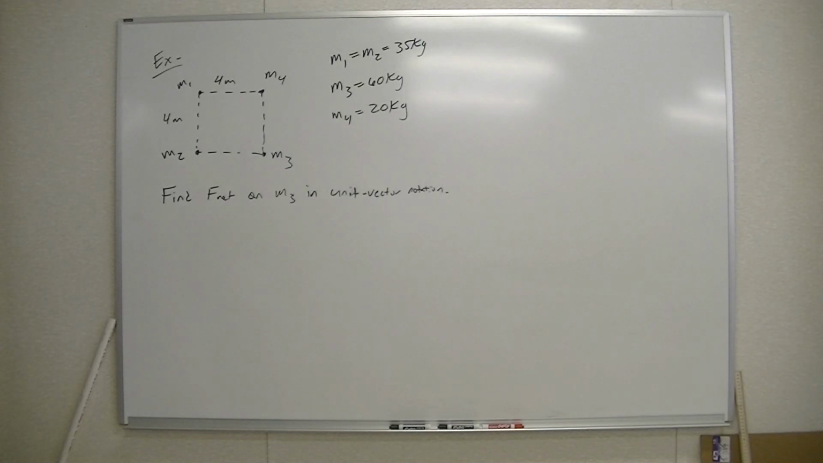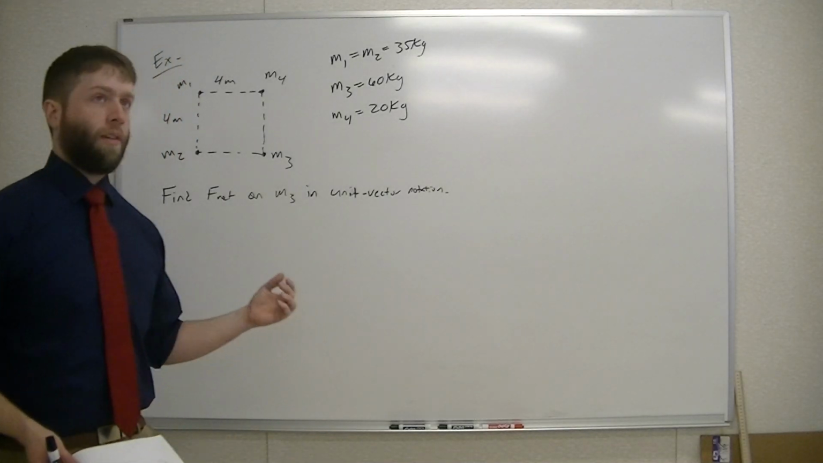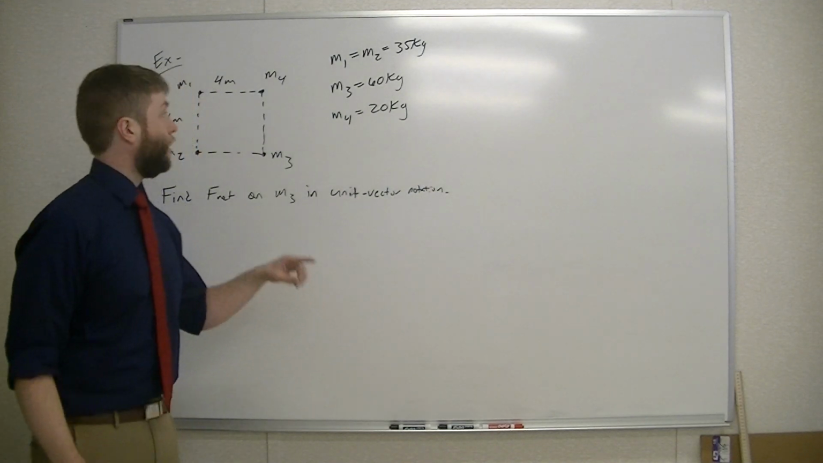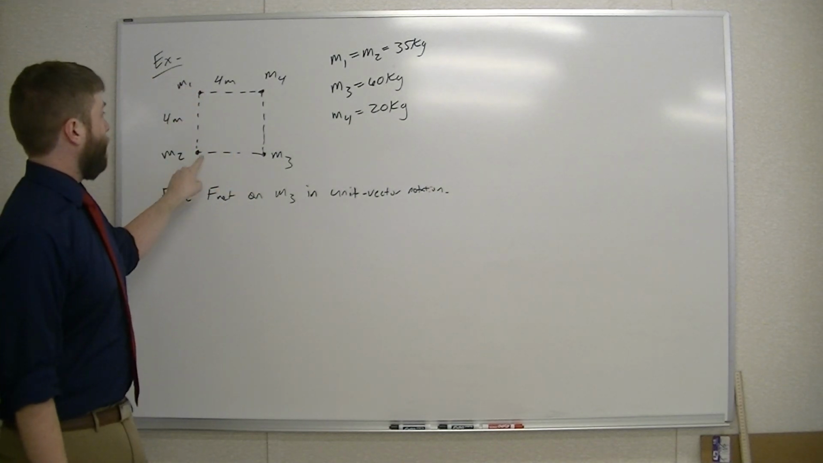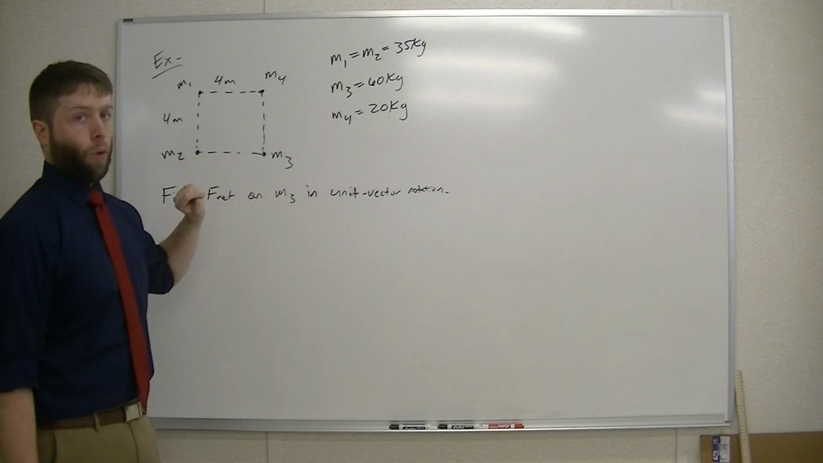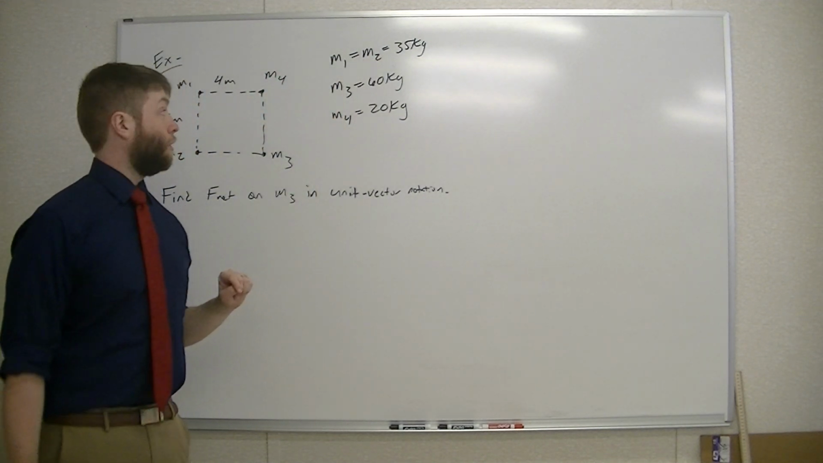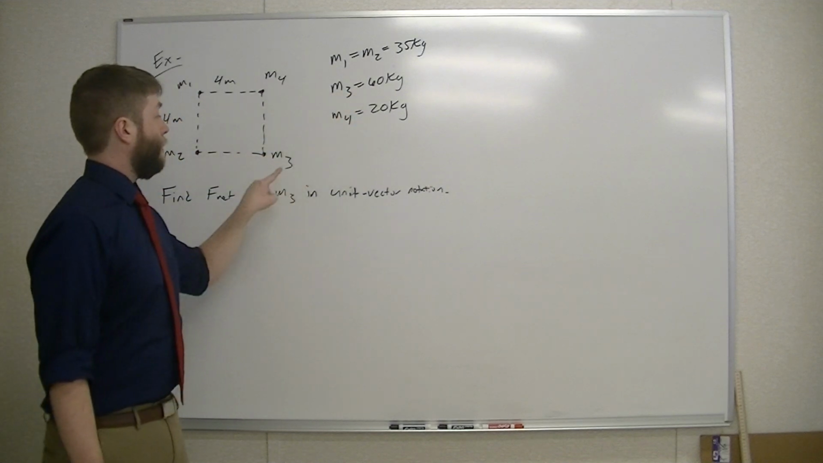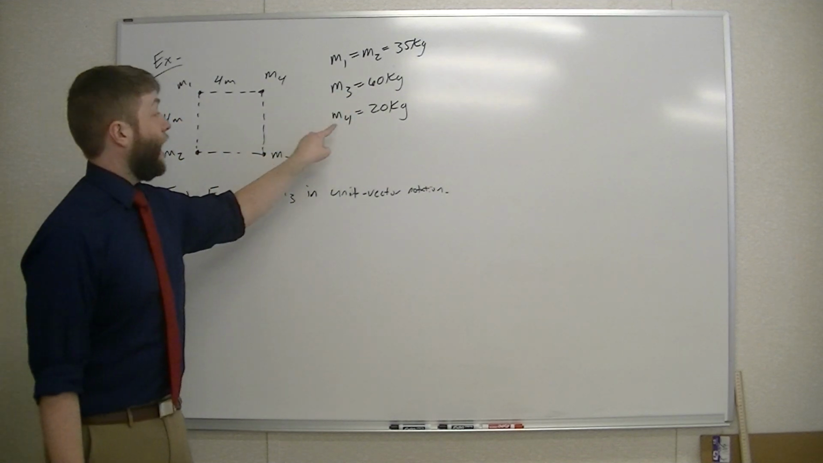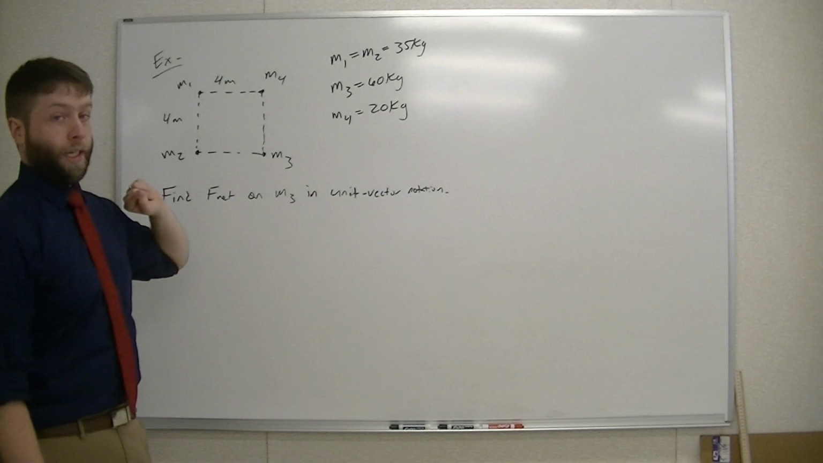Okay, next example, a little bit more complicated but very similar to the previous example, okay? We've got M1, M2, M3, and M4. M1 and M2 each have a mass of 35 kilograms. M3 has a mass of 60 kilograms, and M4 has a mass of 20 kilograms.